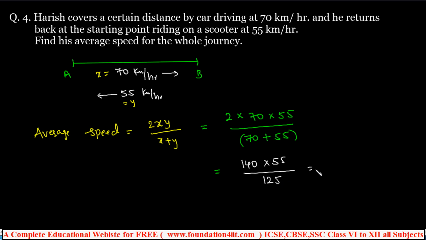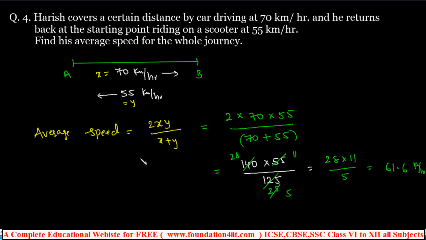125, you can cancel with 5 table. That is 11, 5 2s are 10, 5 25. Or you can cancel this. 5 5s are 25 and 2 5s are 10, 28. So 28 into 11 by 5. So this is approximately 61.6. We calculated 61.6 kilometers per hour.